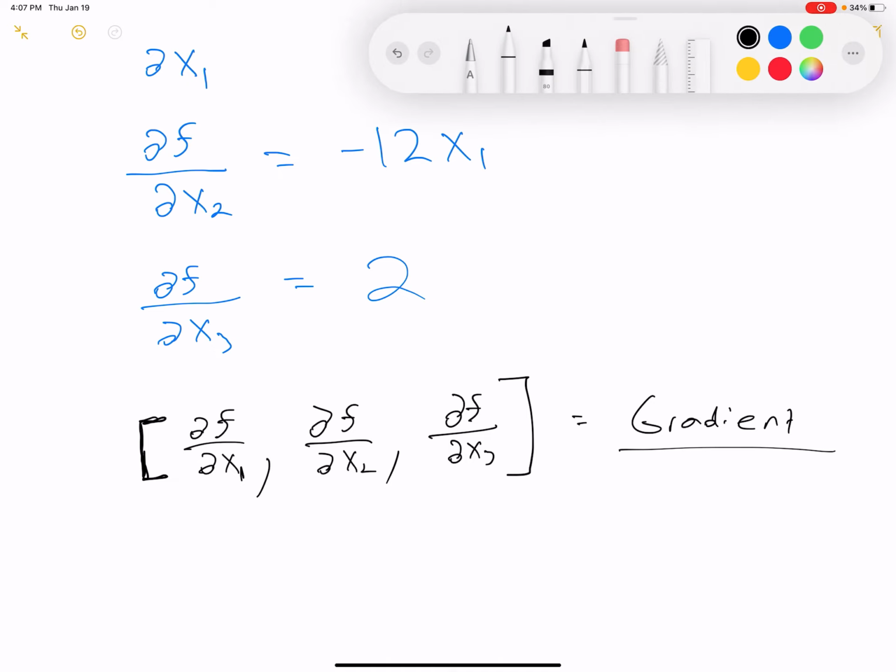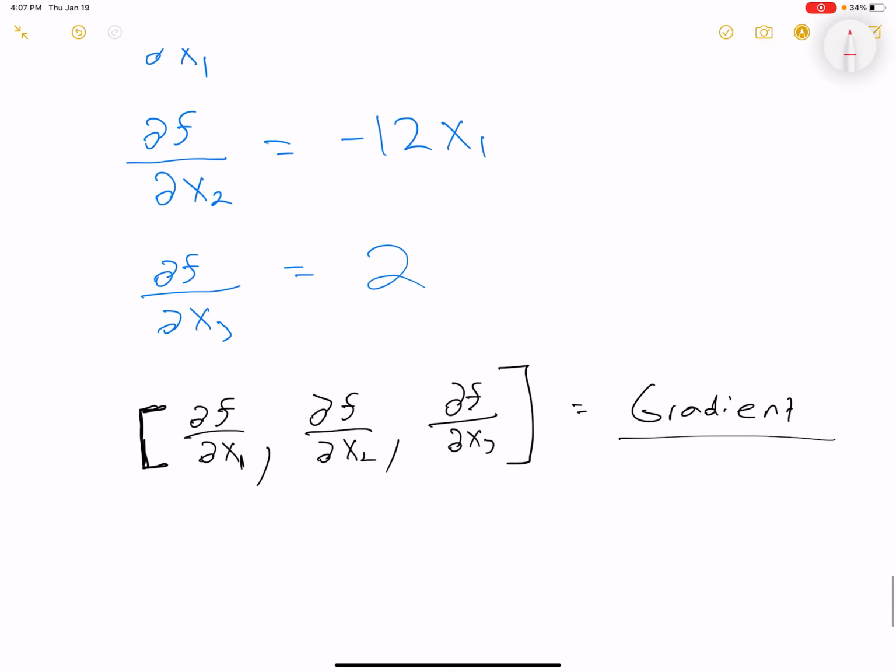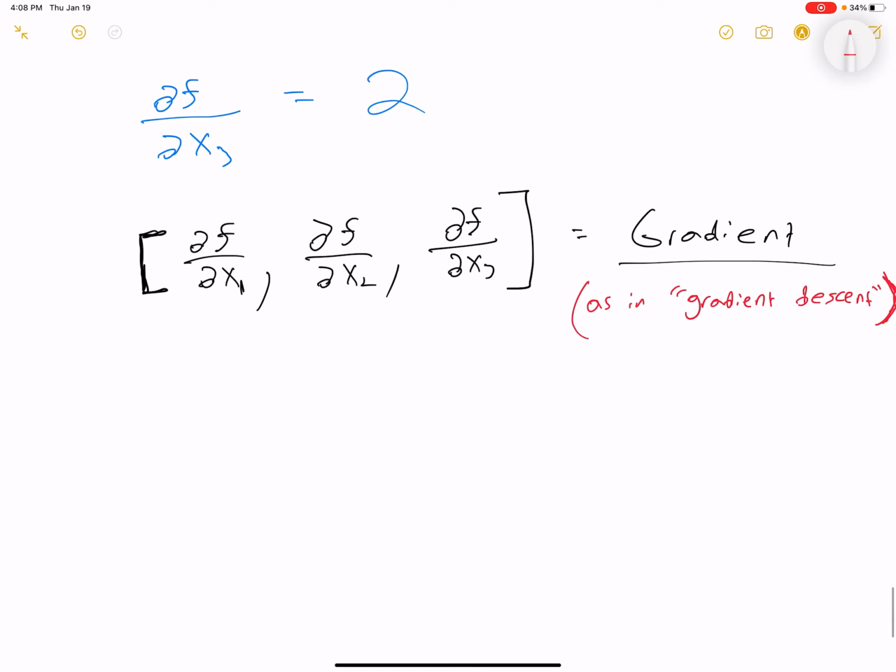And maybe just a note, as in gradient descent, which is a very popular algorithm for learning the parameters of a model. Yes. And they're essentially the Jacobian.